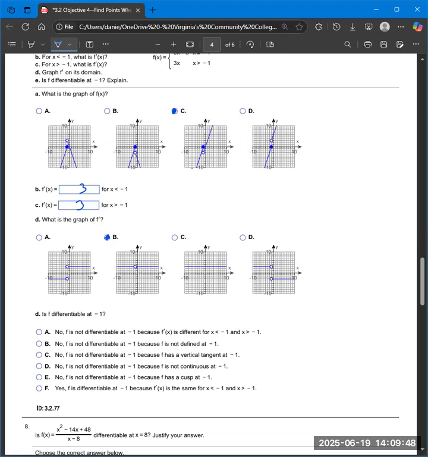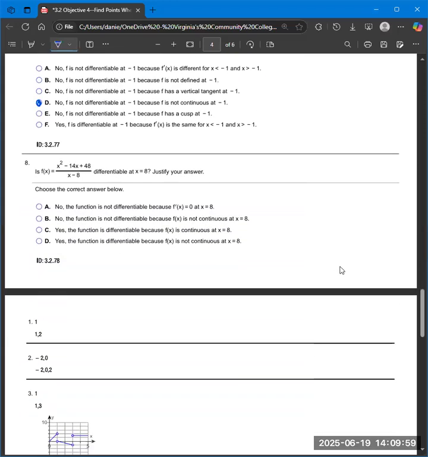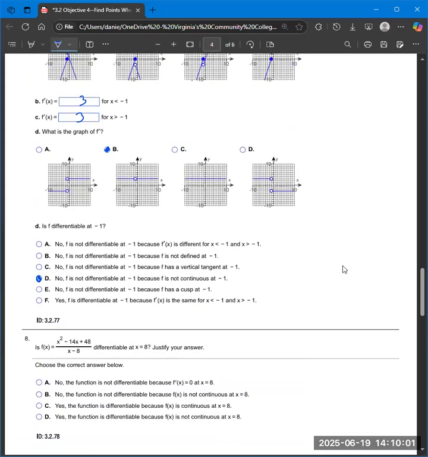And we have question 7. We're going to say it is not differentiable at a, because a is -1, because f is not continuous at -1. We have our function here that's not continuous at 8, and since it's not continuous at 8, it won't be differentiable at 8. So that's B, and that's it for this video.